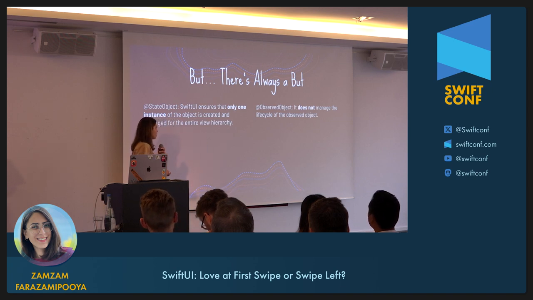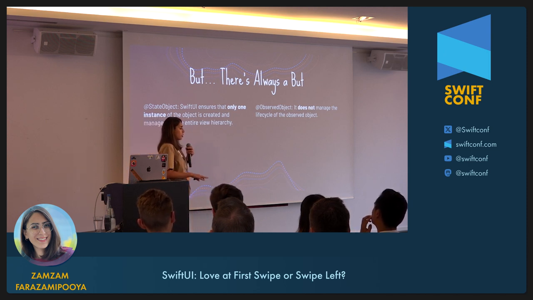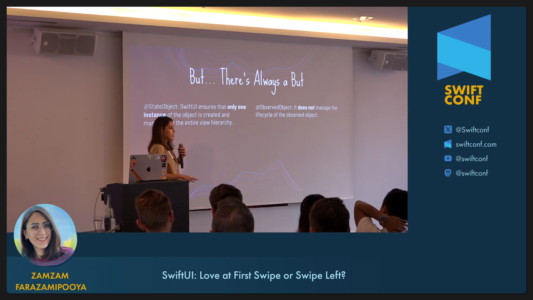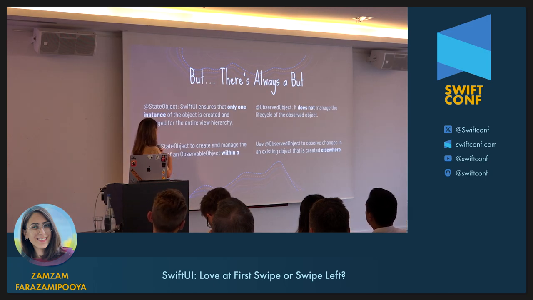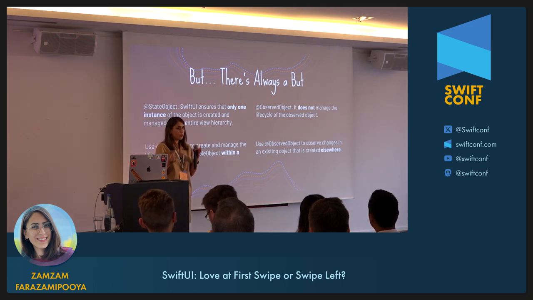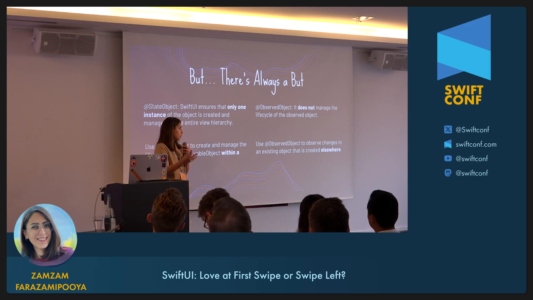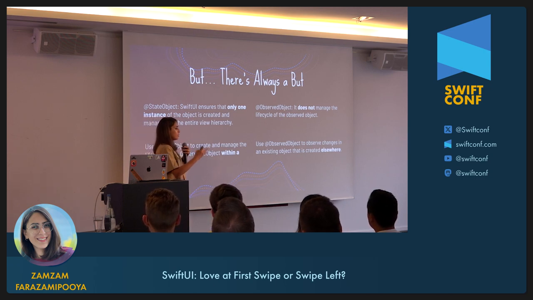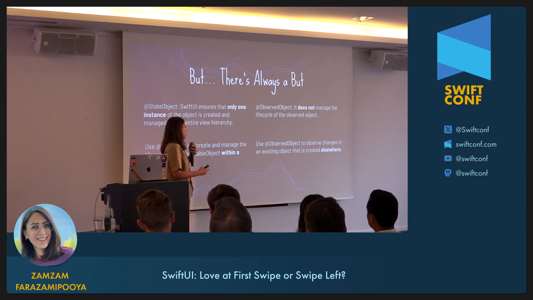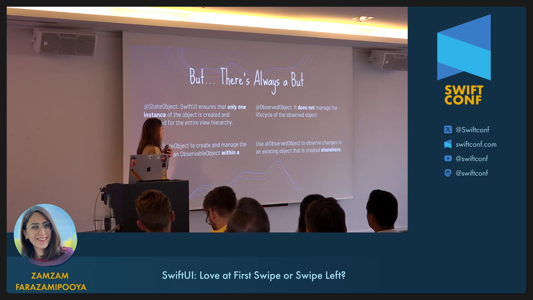So the state object makes sure that there is only one instance of the object, whereas the observed object does not manage that. So it doesn't care how many objects you have. And the other thing is, you need to use the state object if it is within the view. So you have one, and you just instantiate it inside the view. Whereas the observable object, you can pass it along into your subview, so you can inject it into other views. So this is the very big difference between the two of them.